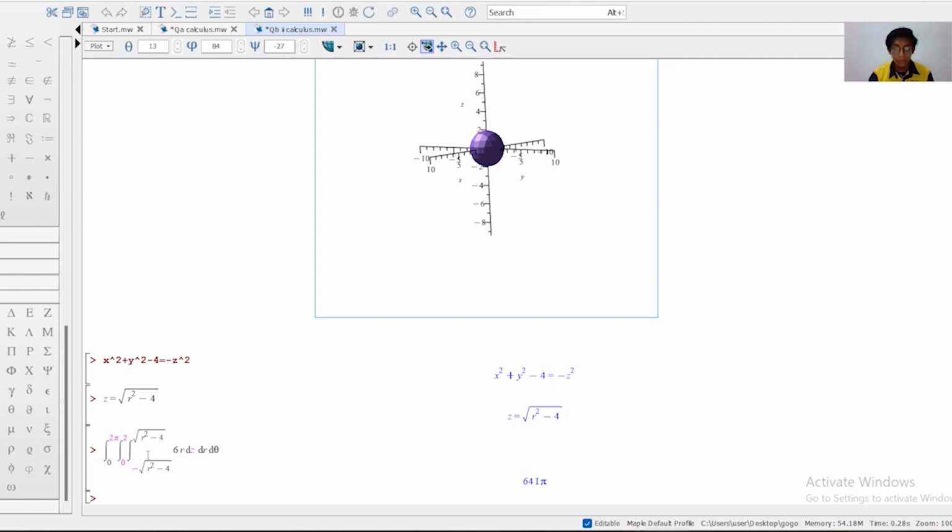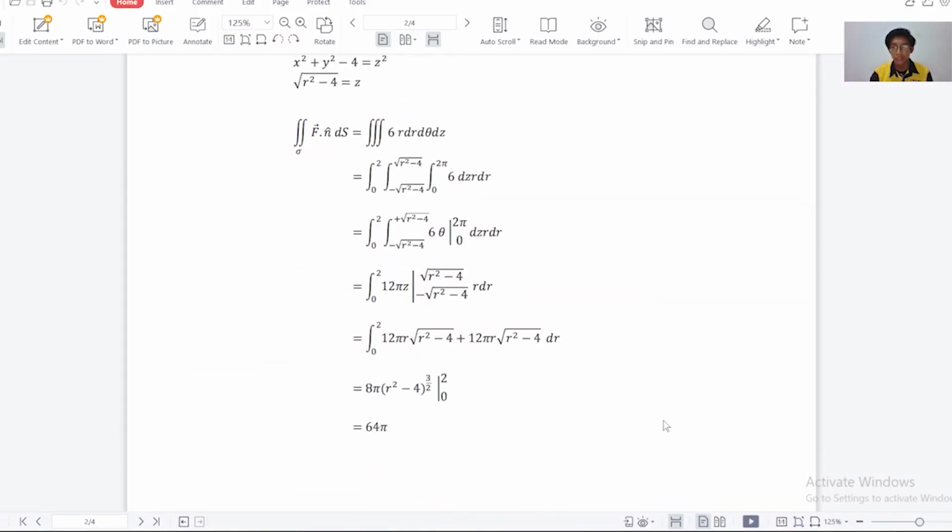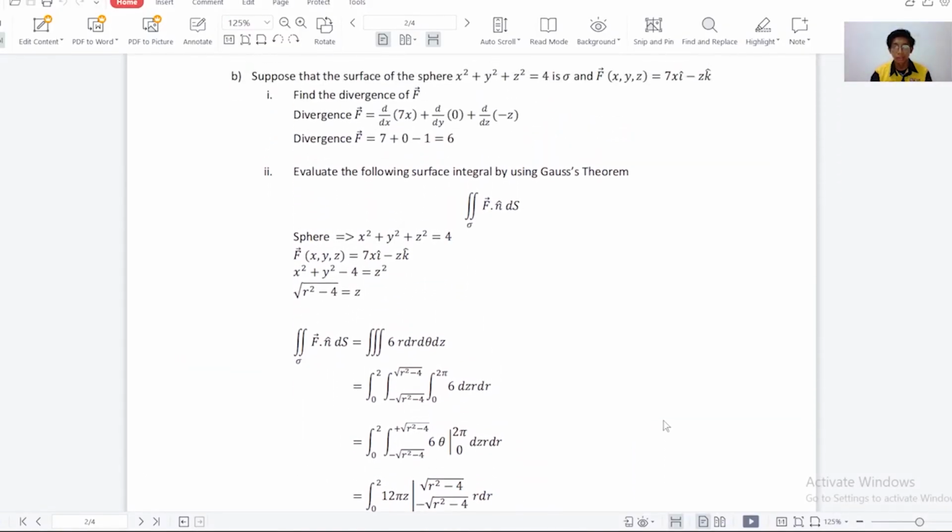And then we do the triple integral, with limits 0 to pi, 0 to 2, and negative square root of r squared minus 4 to square root of r squared minus 4, 6r dz dr d theta. And then we get the final answer of 64 pi, which is the same as our manual calculation. So that's all for question B2.